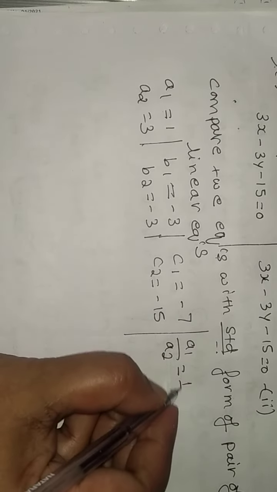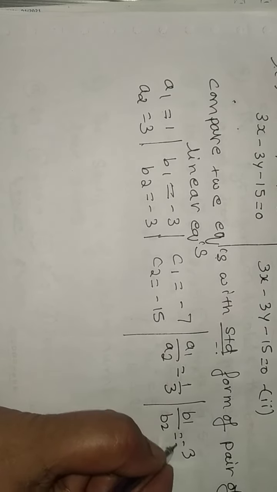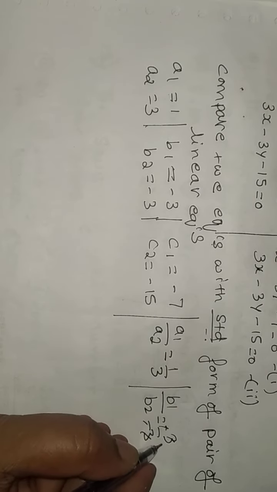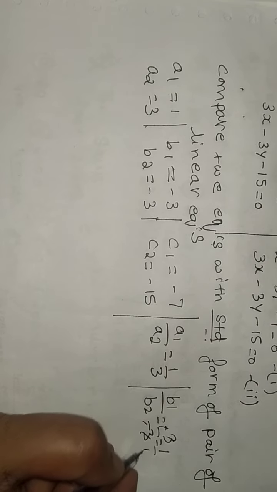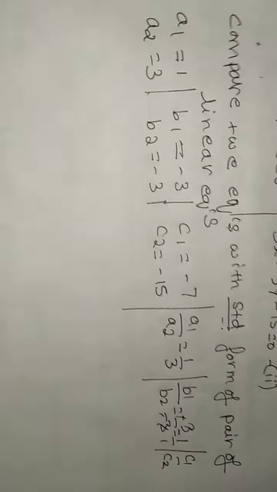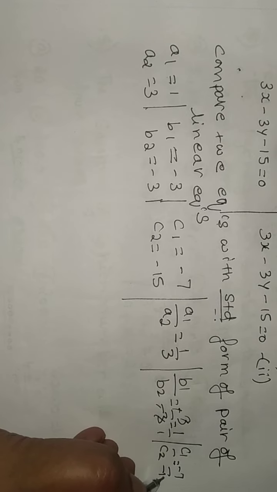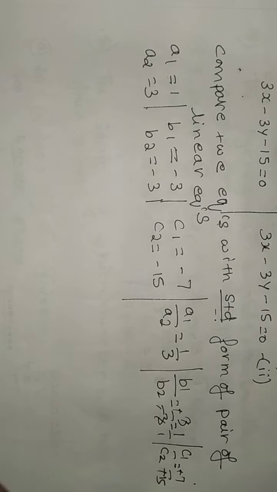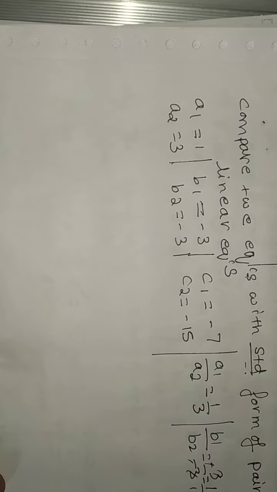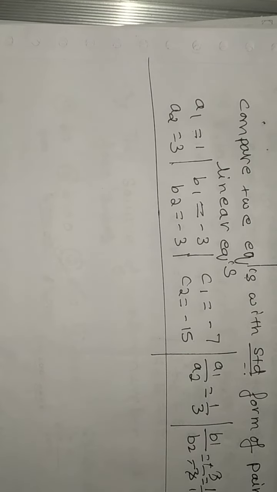a1 by a2 is 1 by 3. Next, b1 by b2 is equal to minus 3 by minus 3. That cancels. 1 by 1 we get. c1 by c2 is equal to how much? That is minus 7 by minus 15. Minus cancels. We have 7 by 15. So next step, we finish this. So now we move on to the next step.